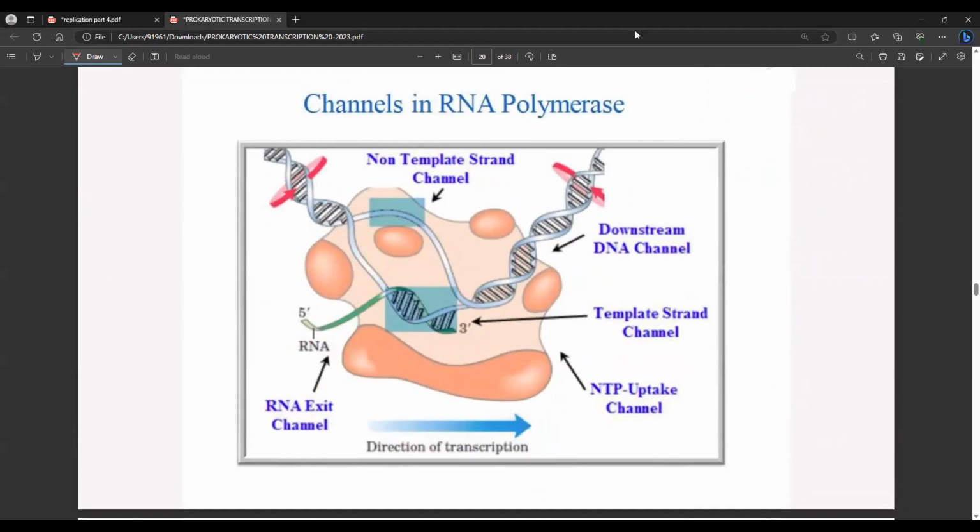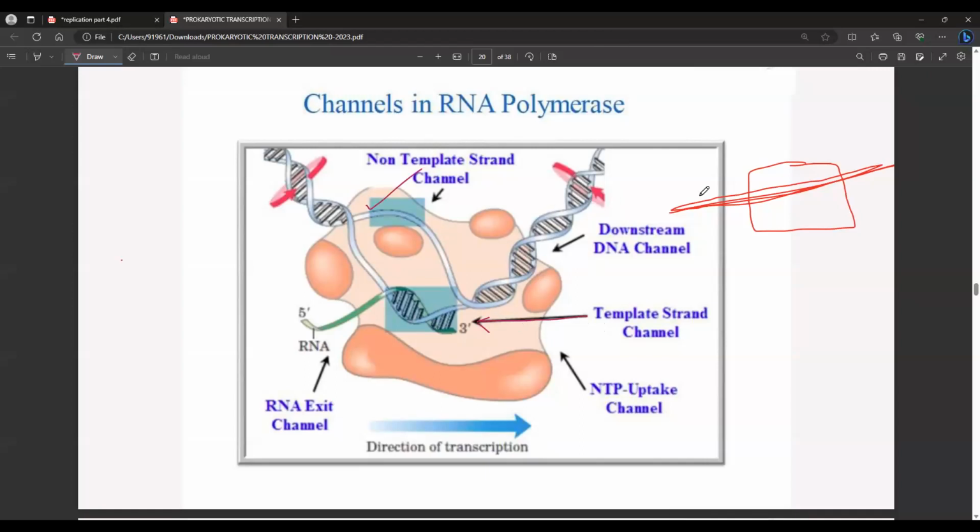Now you look into this beautiful picture. All of you pay attention. This is an RNA polymerase enzyme, correct? I did the cross section of the RNA polymerase enzyme. When I did the cross section, look into this. How many strands, how many channels does it contain? It contains a template strand channel, you can see that. And this is called the non-template strand channel, because we require only one strand, right?